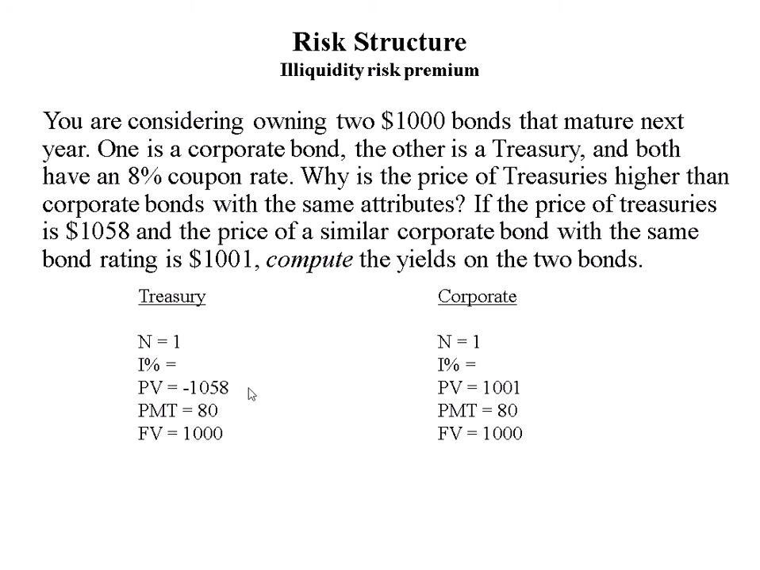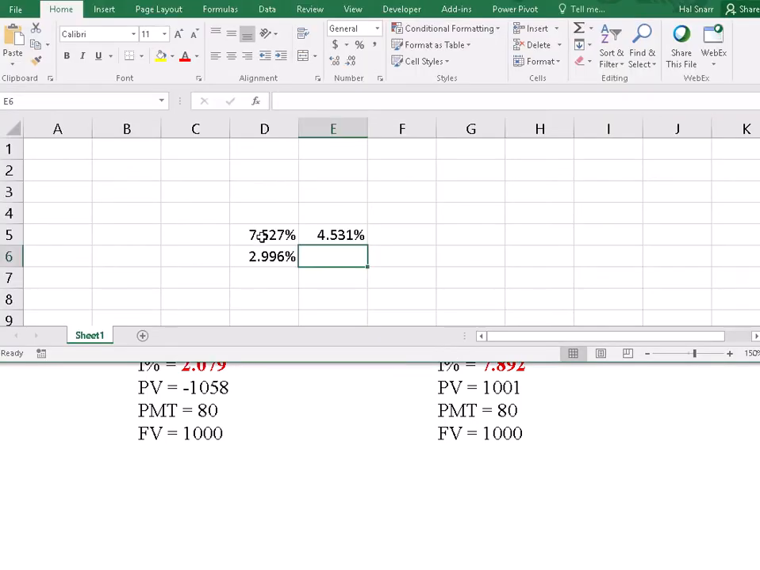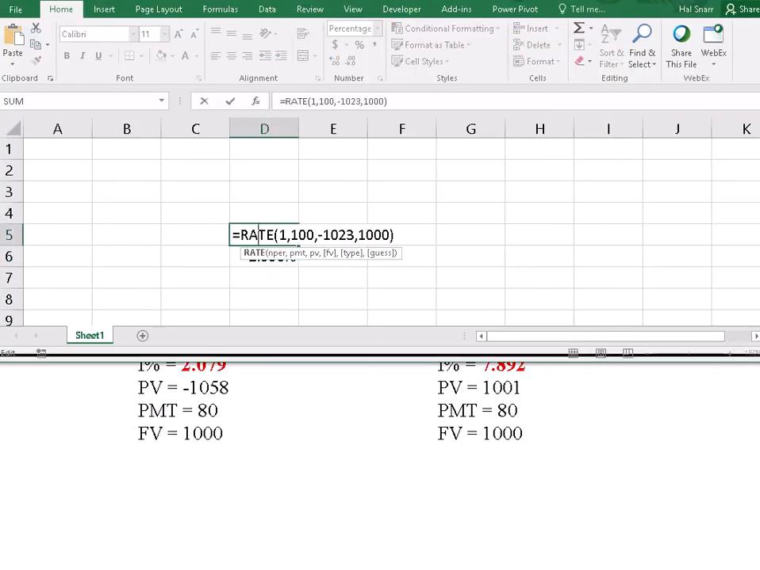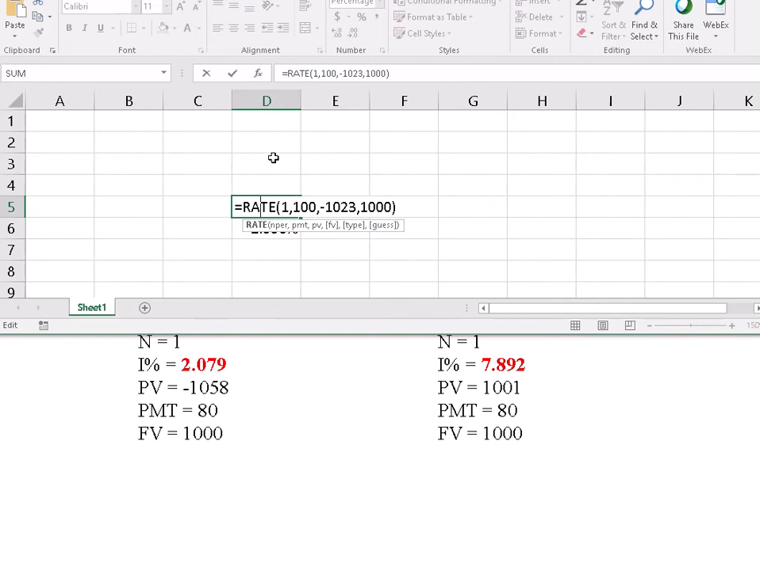The two have different prices, and then in Excel you would type an A here. I mean, on a TI-83 calculator, you type an A here, and then you would hit enter, and you would get 2.079 and 7.892. In Excel, all we got to do is change the payment to 80 and this price to, I don't know, 58, and then hit enter, and we get 2.079, right?